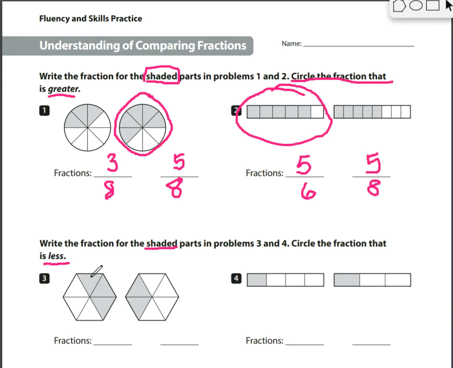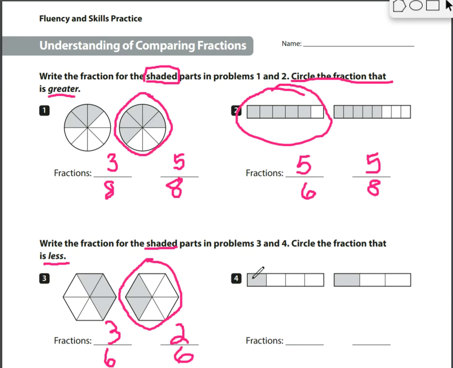All right, as always, count your parts. 1, 2, 3, 4, 5, and 6. 1, 2, 3, 4, 5, and 6. So they both have 6. And here we have 1, 2, 3, 3/6 shaded. And here we have only 2/6 shaded. So we want the fraction that is less. This fraction is less.